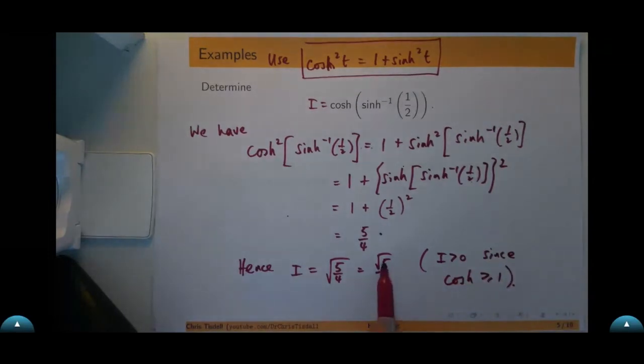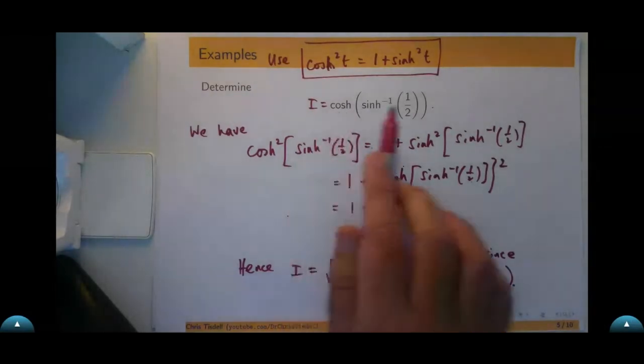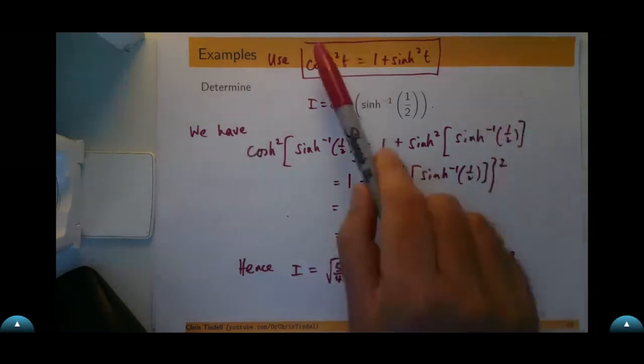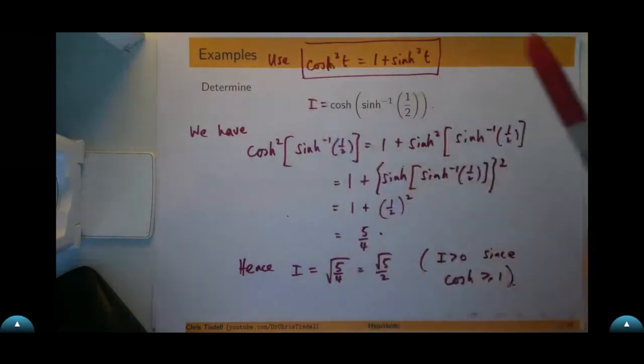Okay, we can take the positive square root because this can't be negative, right? You can't take the cosh of something and get a negative number. So it has to be the positive one. All right. So that's a sort of an entry level one, but this is a good starting point, right? This is a very good starting point.